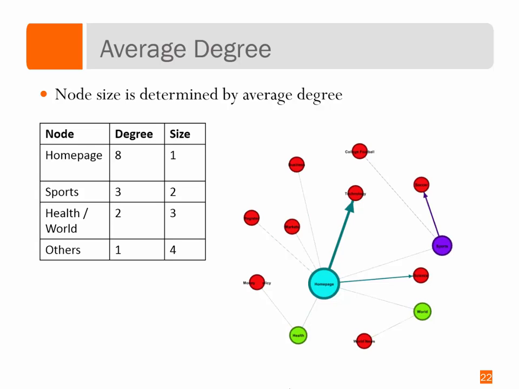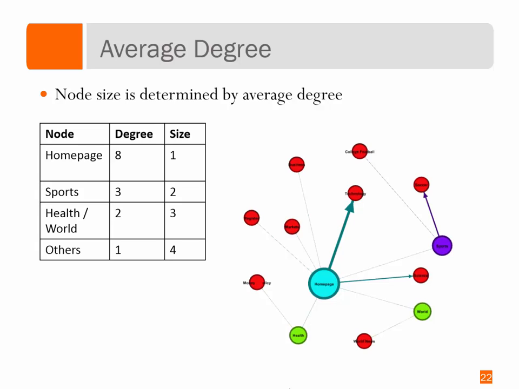Next up, sports. If we look at the sports node over on the right-hand side of the screen, the purple node, and we count the number of degrees that it has, we would count 1, 2, 3. And so with 3, we would express that's a size 2. So it gets the second largest node size on the screen.